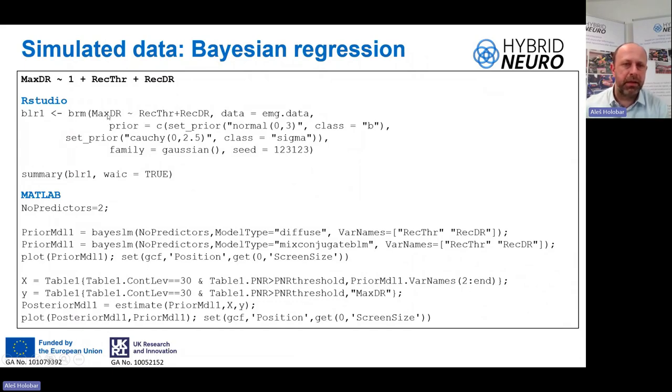So basically you start with the Wilkinson notation, you tell the source of your data, you set the prior distributions, right? Because the Bayesian framework basically manipulates the distributions of the data. So you start with the prior assumption, what you believe the distribution of the parameter that you are trying to estimate is.